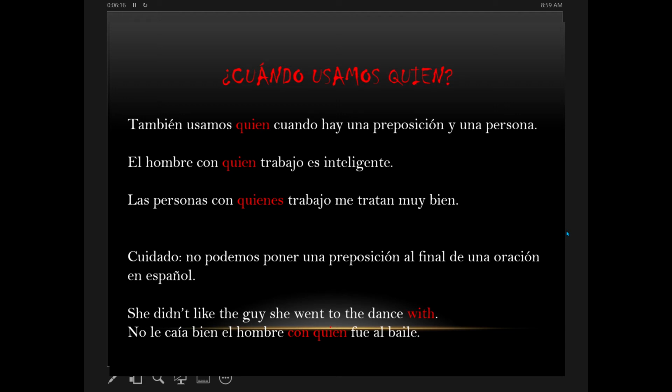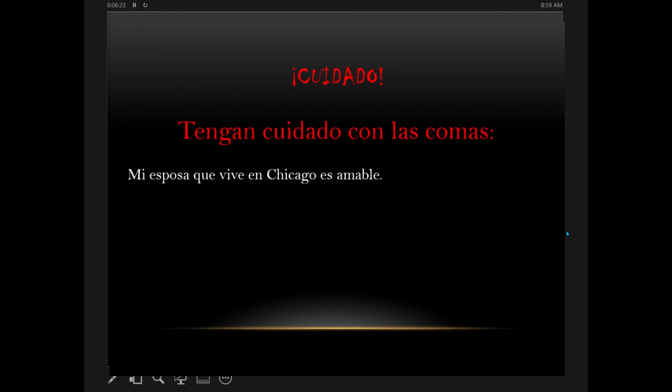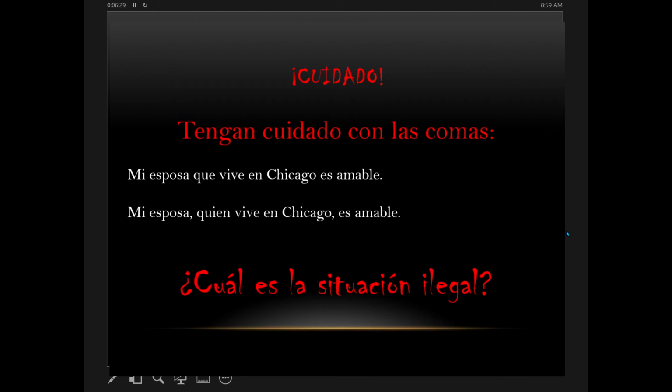Okay, now you have to be careful with commas. Look at these two sentences. My wife, who lives in Chicago, is nice. My wife who lives in Chicago is nice. One of these situations is illegal.